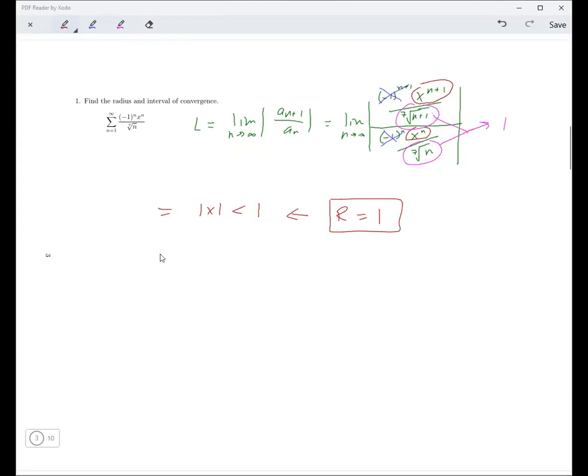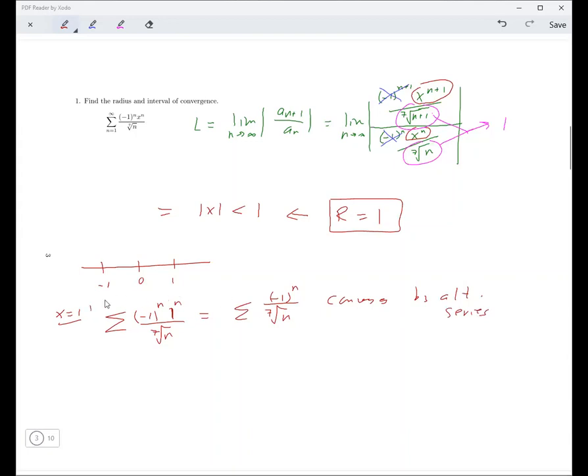Now you check the endpoints, because here you've got 0 in the middle and 1 and -1. So you check 1. If you plug a 1 into here, that's a 1 to the n. So that's just (-1)^n over n^(1/7), the 7th root of n, I mean. And this converges by the alternating series test. So this one works.